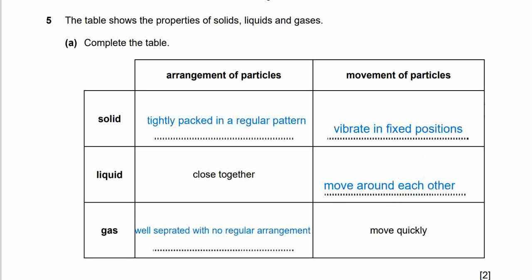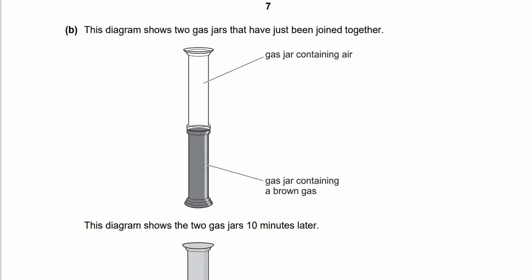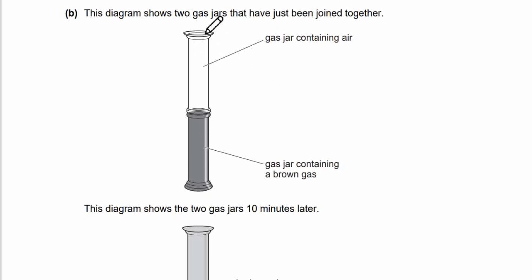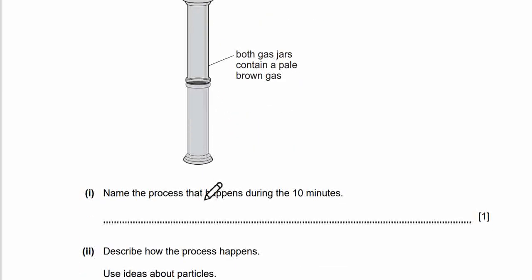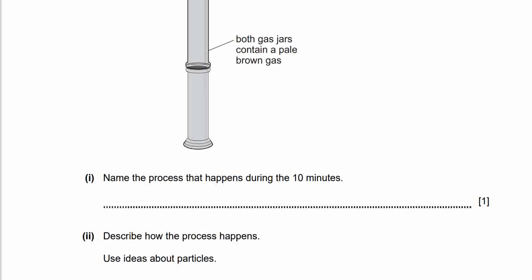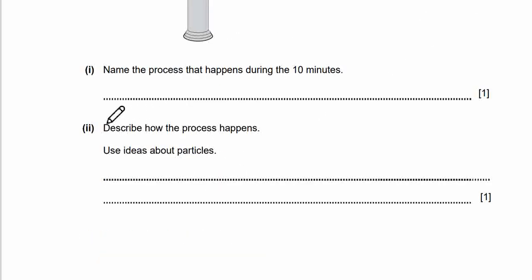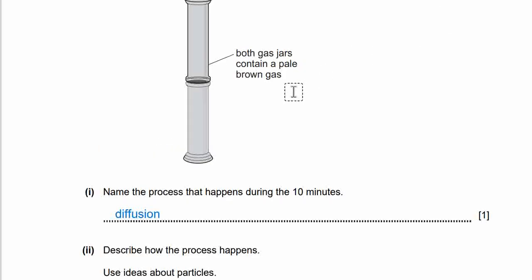Now let's move on to the next question. Well, this is question 5b. This is two gas jars that have just been joined together. One gas jar contains air, the other a brown gas. The diagram then shows the two gas jars after being joined for 10 minutes. Both gas jars contain a pale brown gas. Question: name the process that happened during the 10 minutes. Part 2: describe how the process happens. Use ideas about particles.